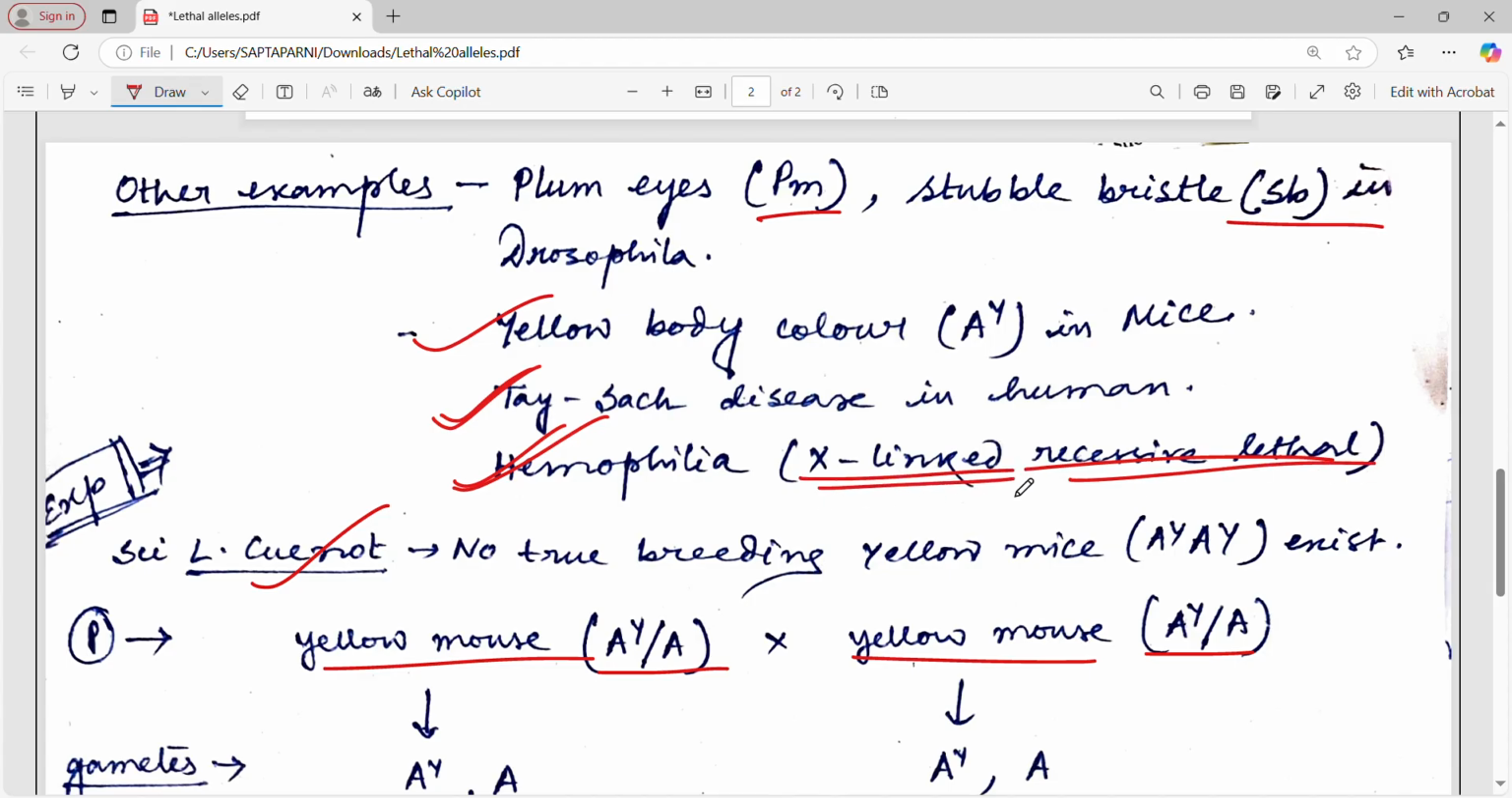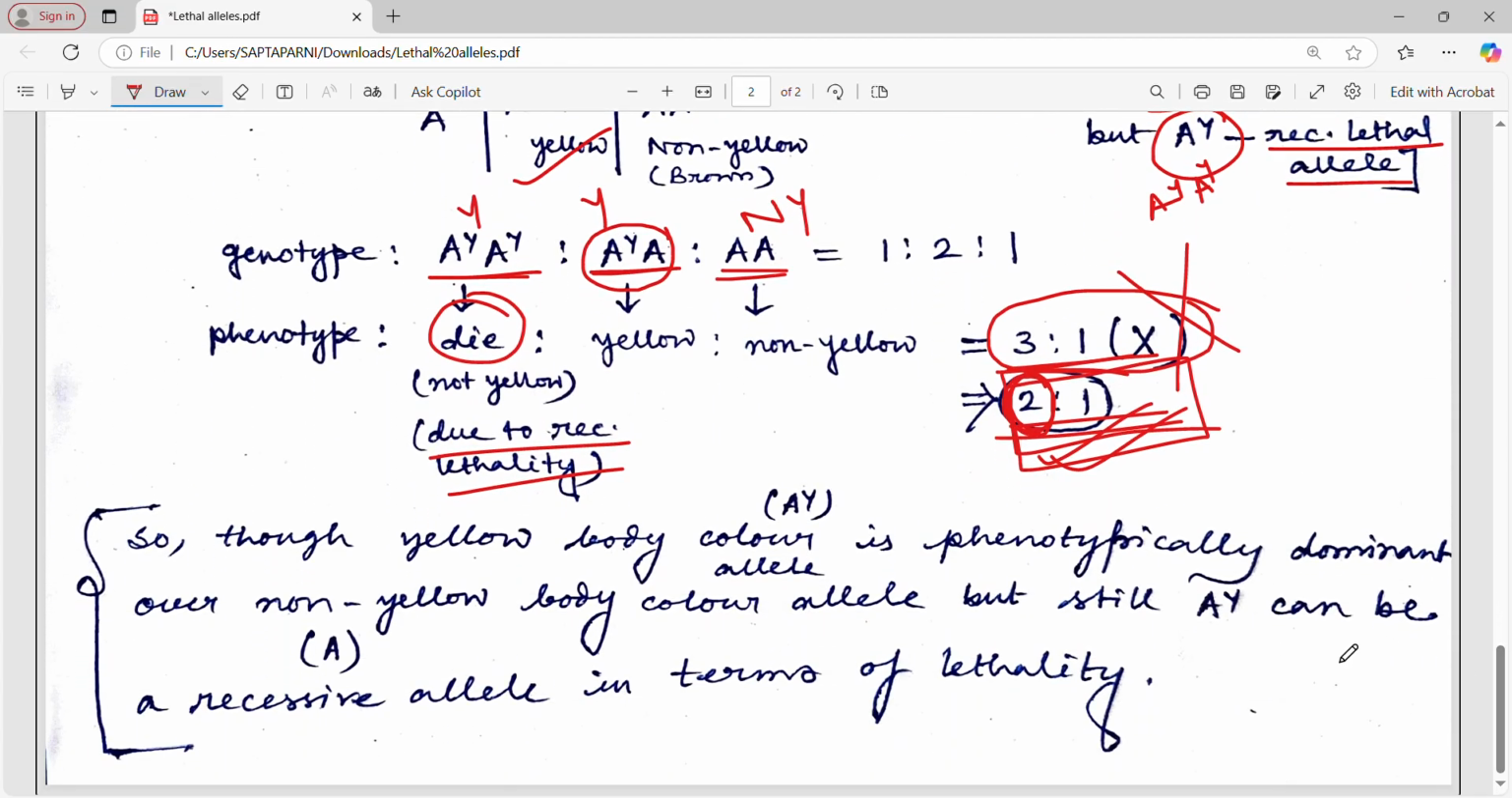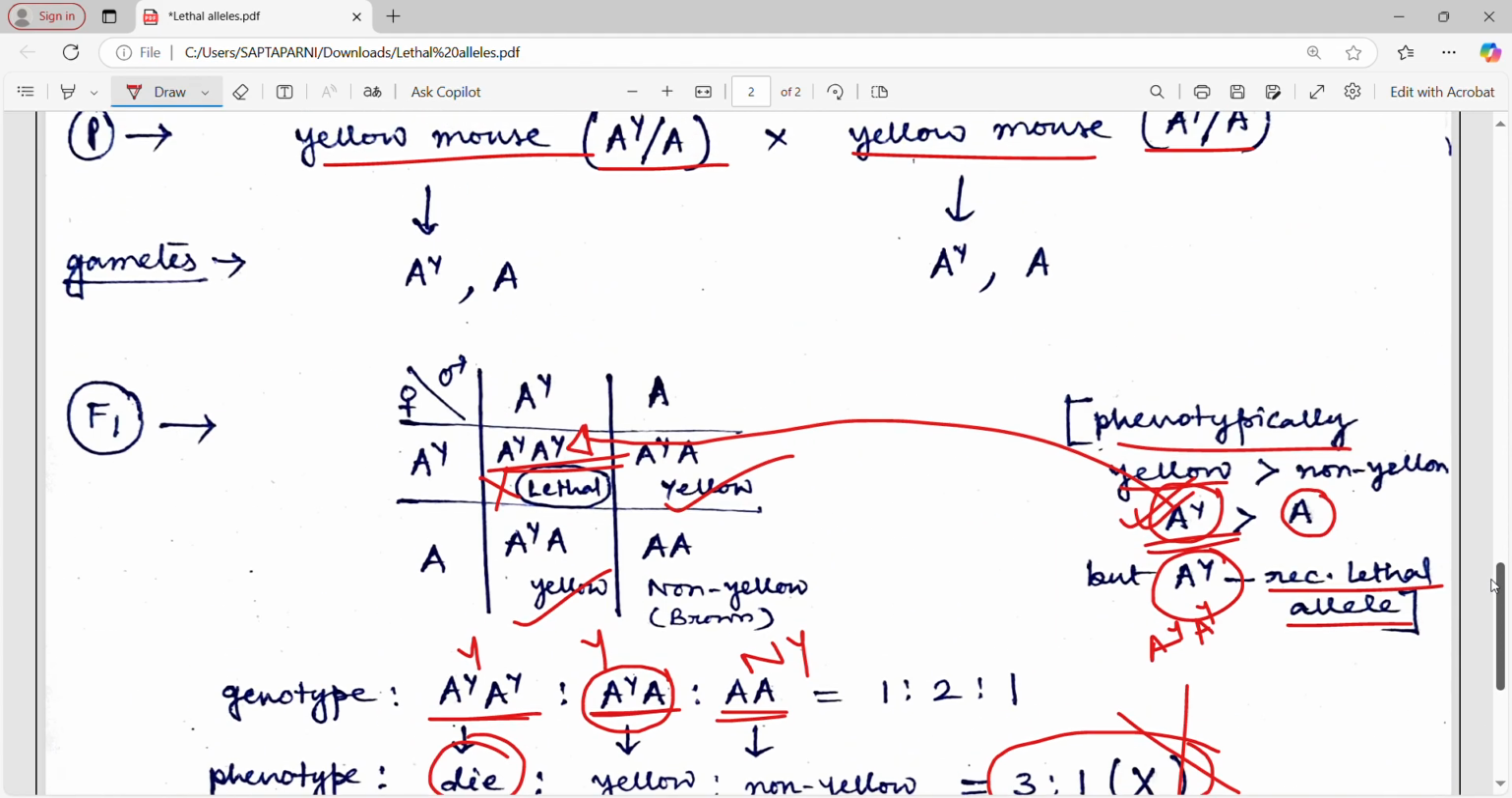So this is all about lethality, and from this we can conclude that some phenotypically dominant alleles, like the curly wing mutant allele or the yellow body color allele, which are phenotypically dominant over the wild type wing allele or the non-yellow body color allele, can still be recessive in nature. So a phenotypically dominant allele can also be recessive in terms of lethality. This is all about lethal alleles. I hope the concept is crystal clear to you.